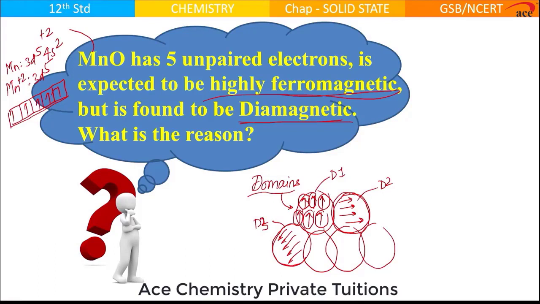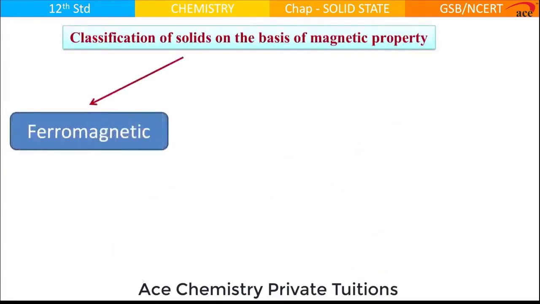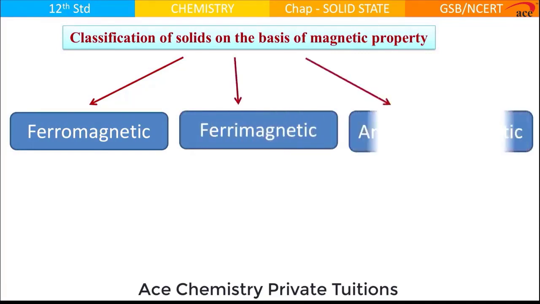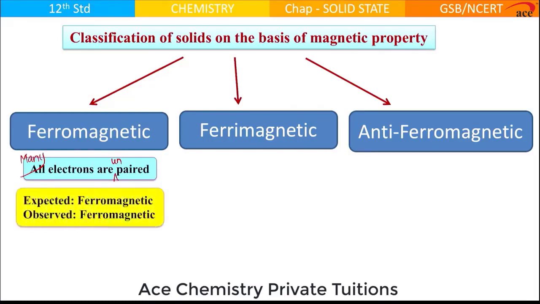Now we come to the concept of domains. Only the domain concept can help us understand further types of magnetic properties. So magnetic substances are further 3 types based on domain concepts. So we use the domain concept to understand that. Here all the electrons are unpaired, or there are many electrons unpaired. When many electrons are unpaired, they are expected to be ferromagnetic, and the observation is also ferromagnetic. Such substances are called ferromagnetic substances.